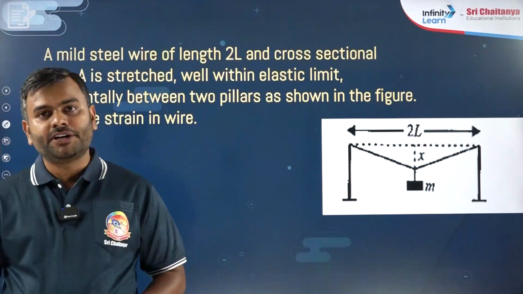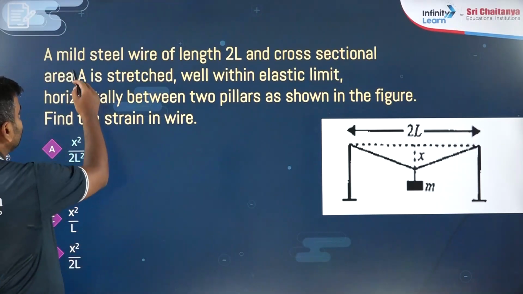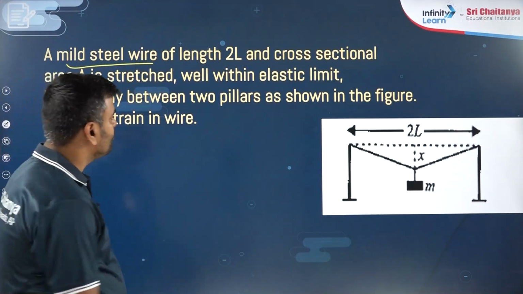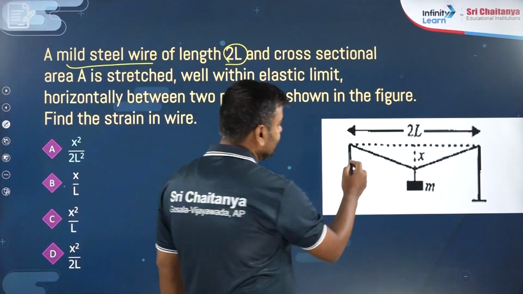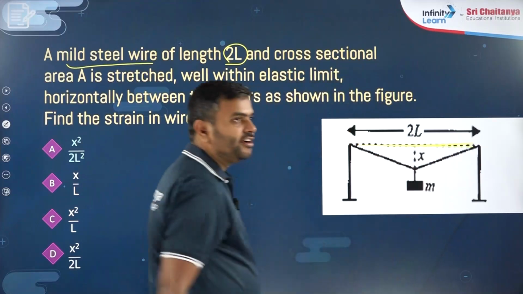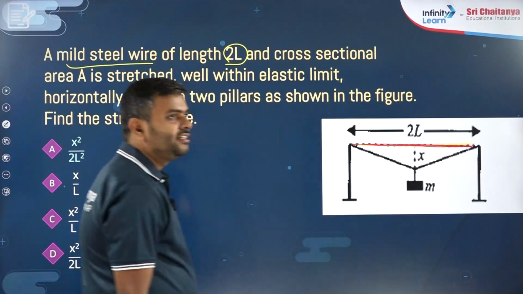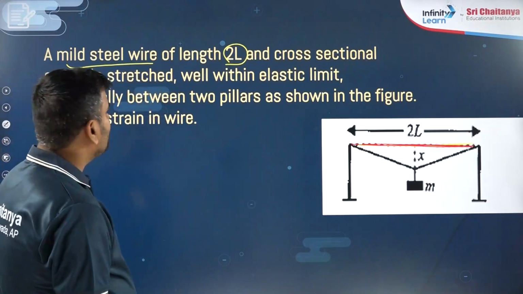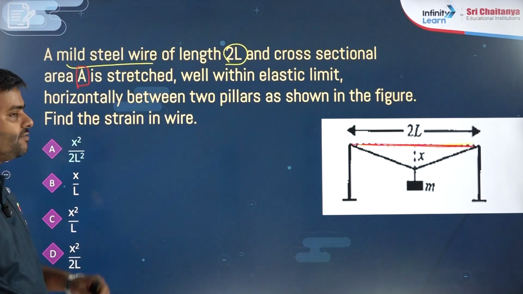Okay, let's solve this particular question. In this question, they have given us a mild steel wire of length 2L. The length of this wire is given as 2L. Basically, you can see this is the mild steel wire which they have given to us, which has a length 2L. And the cross-sectional area of this wire is given as A. And this wire is stretched.